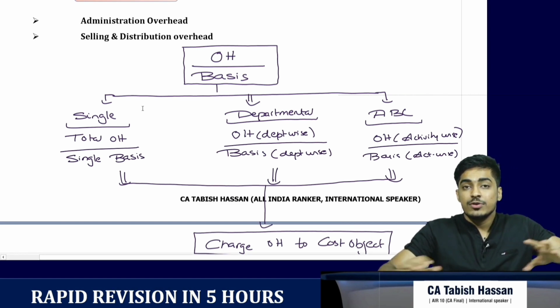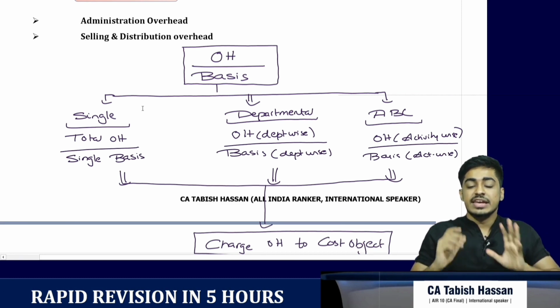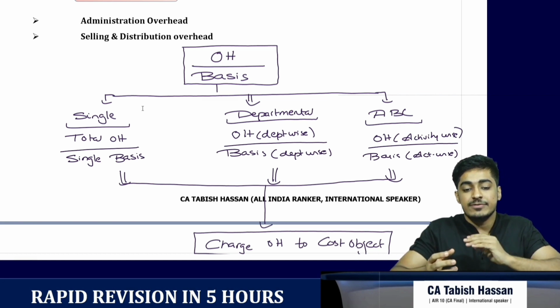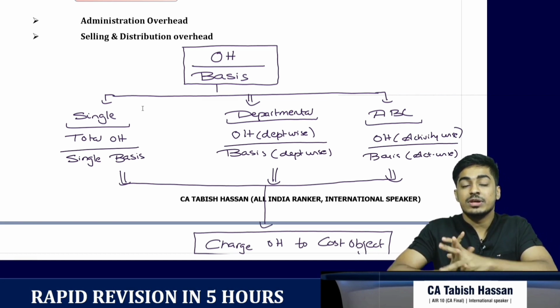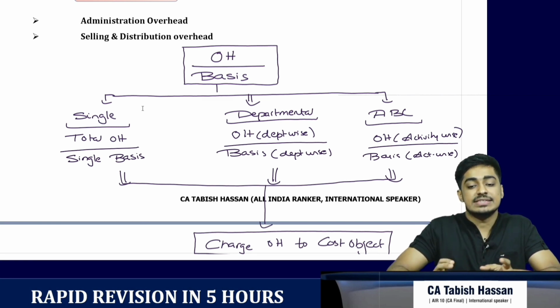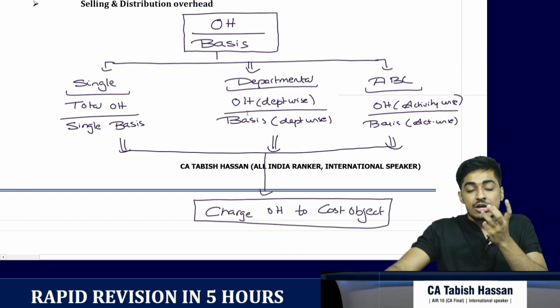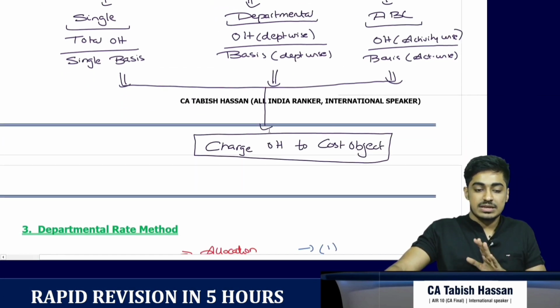In single rate, what we do, we take the total overhead and we compare it against a single basis. In departmental rate, we get the overhead department wise and we compare it with the basis department wise. And in activity based costing, what are we doing? We get the overhead activity wise and then we compare it with the basis activity wise. This gets us the overhead recovery rate, and based on that, we charge overhead to the cost object.